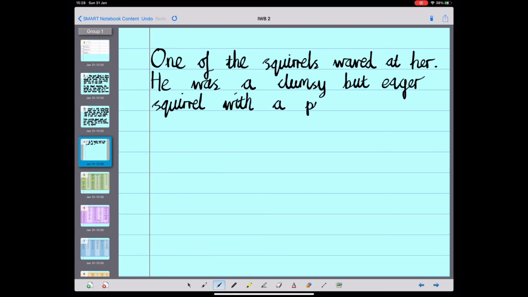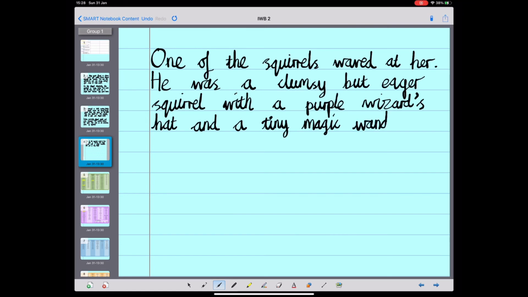He was a clumsy but eager squirrel with a purple wizard's hat and a tiny magic wand. So I've described my new character now, so you might have a second character who you can introduce into your story and describe. He waved the wand.